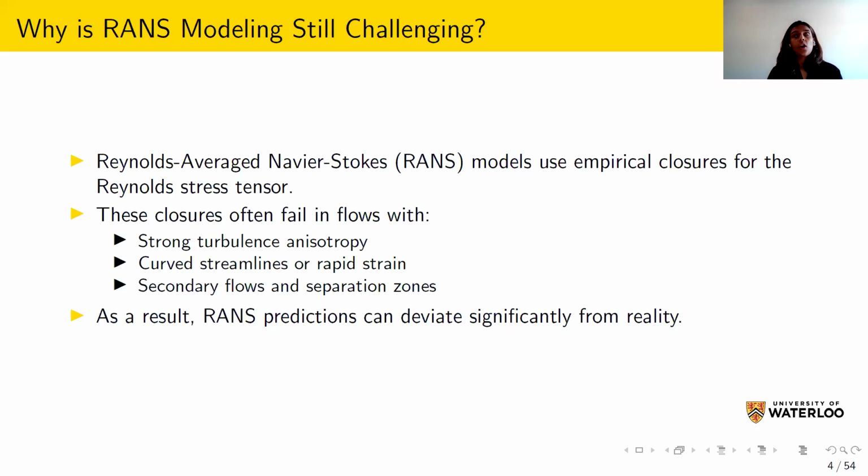So these closures often fail in flows where you have strong anisotropy, or separation, reattachment, or secondary flows and separation zones. So in test cases, as we'll see as we go through the presentation, RANS predictions can miss out on a lot of important things which you would usually see in DNS or LES.